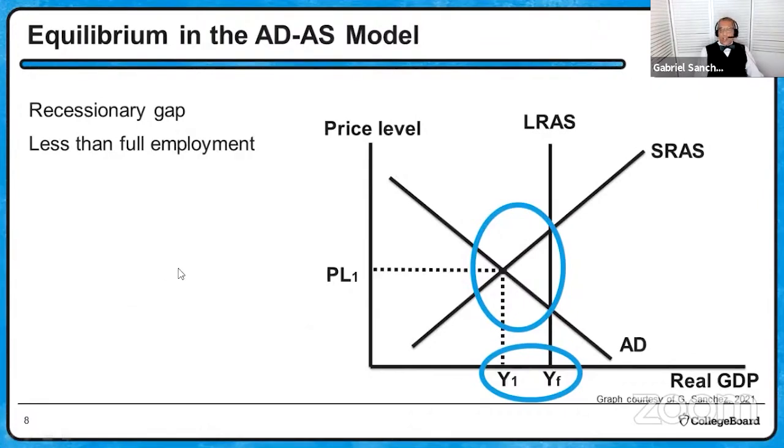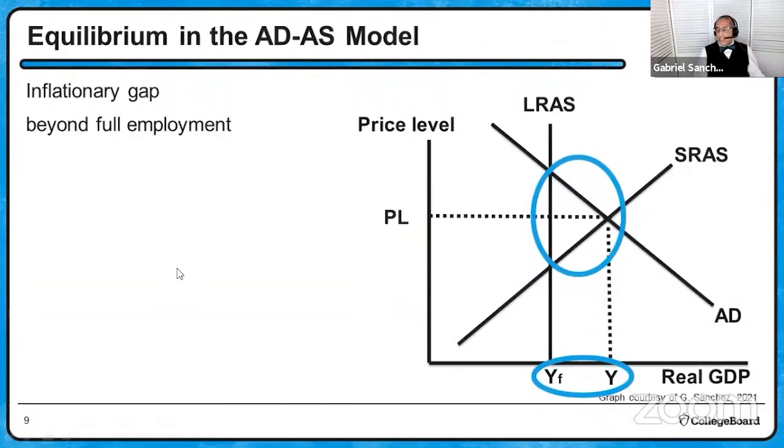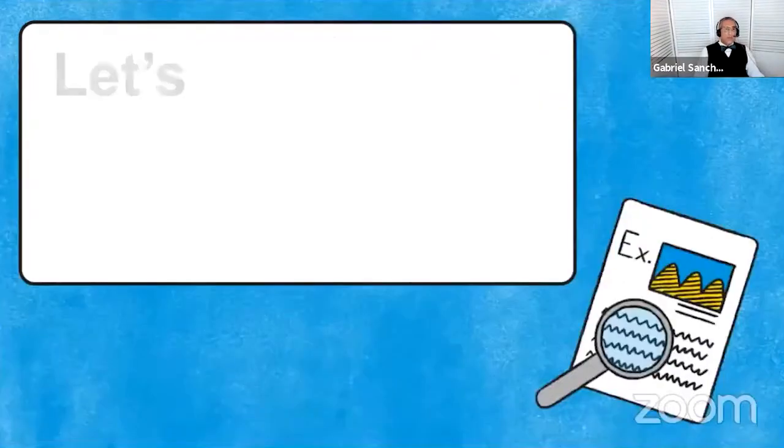The third state of the economy that we might see, looking at aggregate demand and aggregate supply, is an inflationary gap or an inflationary economy, where we are now operating beyond full employment. Here we can see that Y is operating beyond full employment, beyond YF. Here we have equilibrium to the right of the long run. So those are the three states of equilibrium. They can either be inflationary, recessionary, or in long run equilibrium.